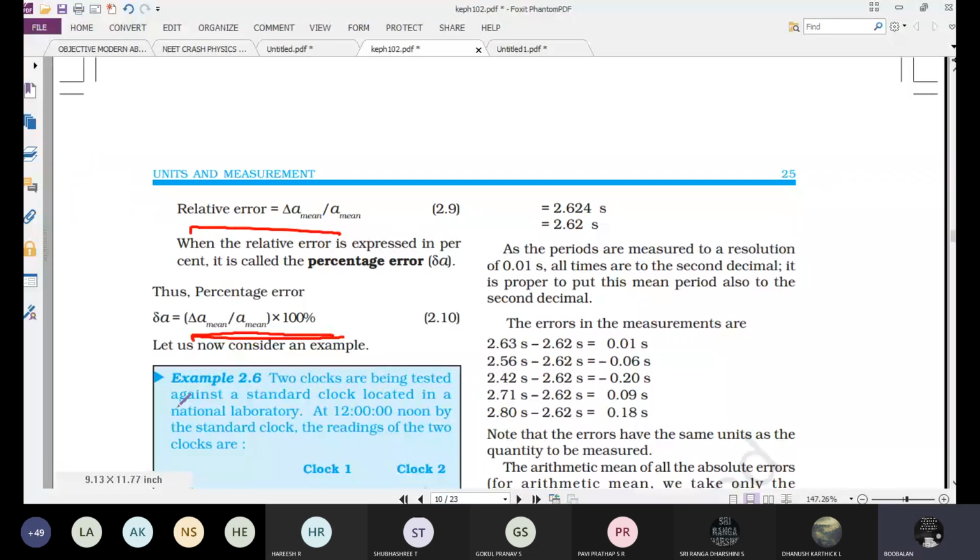Shall we go for the problem? Yes, is it clear? Yes sir. Okay, ma'am.